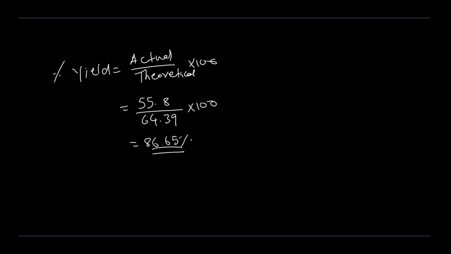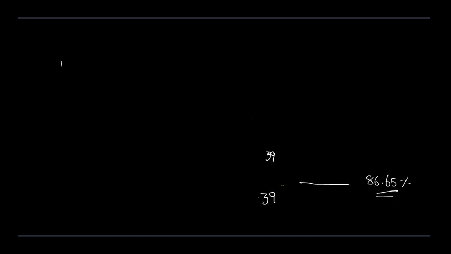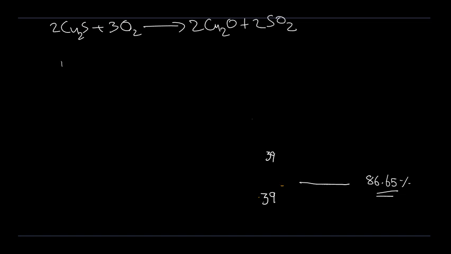Alright, so now we can see the cross multiplication method. So first we can write the equation. So that is 2Cu2S plus 3O2 gives you 2Cu2O plus 2SO2. And then we have 75 grams of copper 1 sulfide. So I will write 75 under Cu2S. And we have 21.5 grams of oxygen. So I will write 21.5 grams under oxygen.